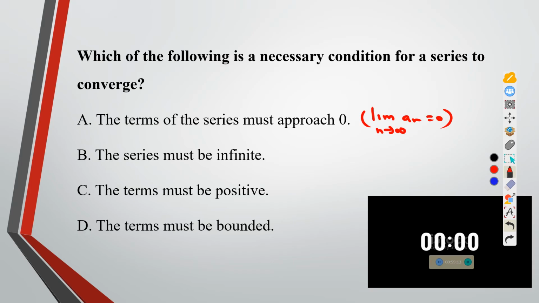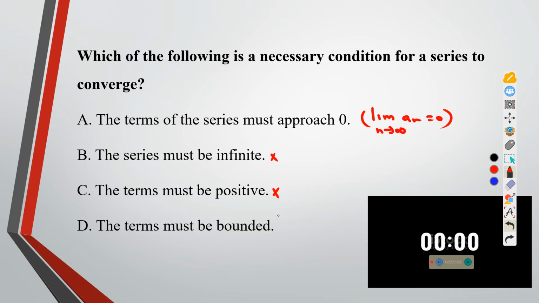If the series is converging, then a_n tends to 0. Then option B, the series must be infinite. This is incorrect because finite sums or partial series always converge trivially. So infinite is the setup, not a condition for convergence, and this will be out. Then option C, the terms must be positive. This is incorrect because alternating series converge with non-positive terms. So this is not necessarily true.